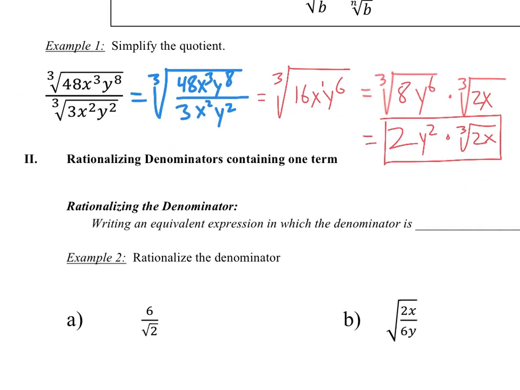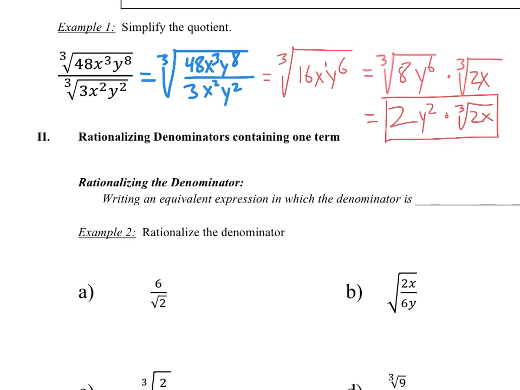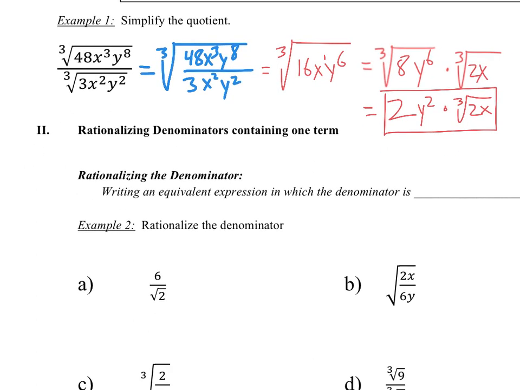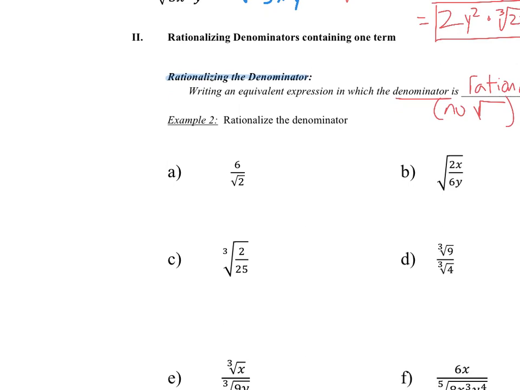Now we run into a situation where we want to have no square roots in the denominator, and we call that rationalizing the denominator. Rationalizing the denominator is the process of writing an equivalent expression in which the denominator is rational. In other words, no square roots or any irrational roots in the denominator. Specifically talking about the denominator. Let's see how that works here.